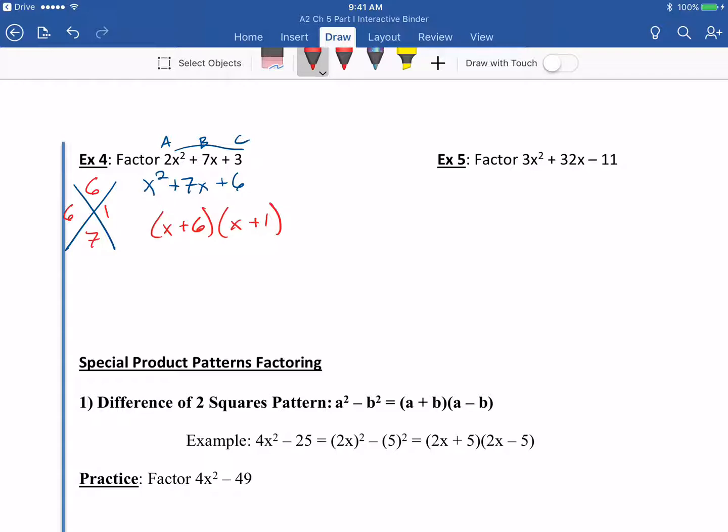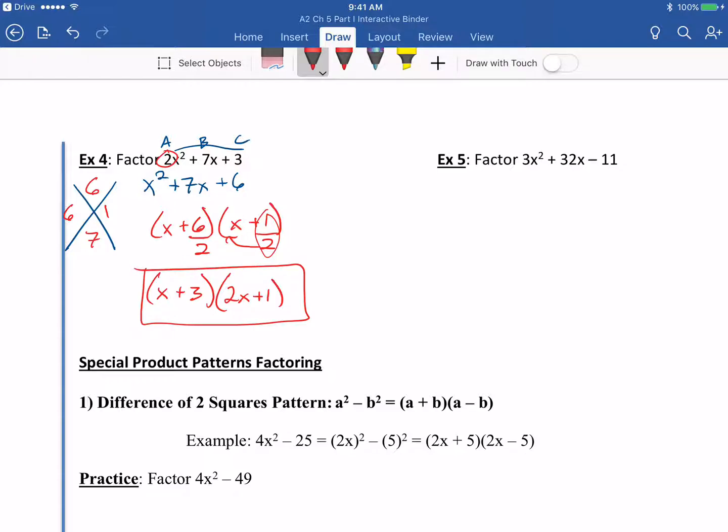All right, so here I remember that my a value is not 1, so I have to divide this by 2. So I divide it by 2, and this just turns into simply x plus 3. 6 over 2 turns into 3. And 1 over 2 does not simplify, so that 2 goes out in front. So this becomes 2x plus 1.